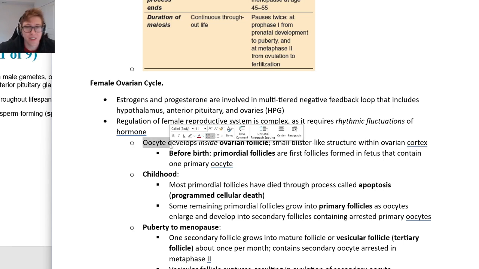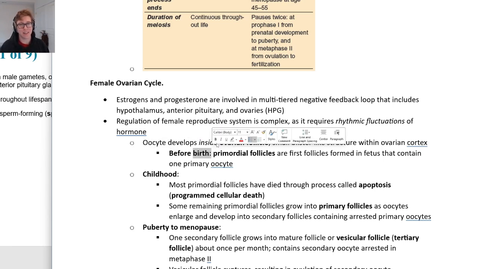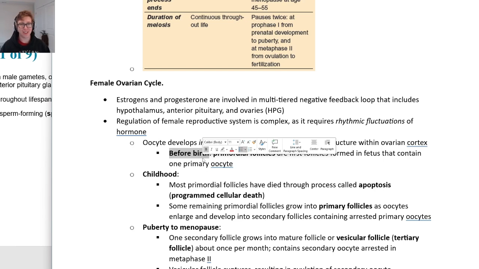The oocyte develops inside an ovarian follicle. These are small blister-like structures within the ovarian cortex. And the really fascinating thing about this is a lot of it actually occurs before birth. So before you are outside, take your first breath and everything, females are constantly creating primordial follicles. These are going to be the first follicles formed in the fetus that contain one primary oocyte.